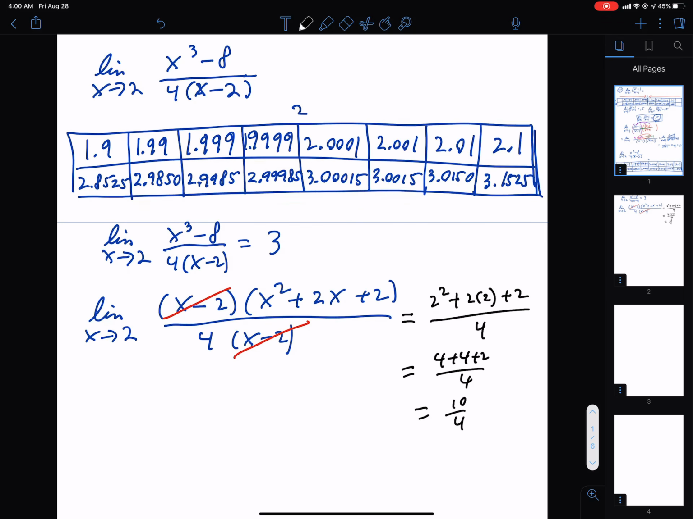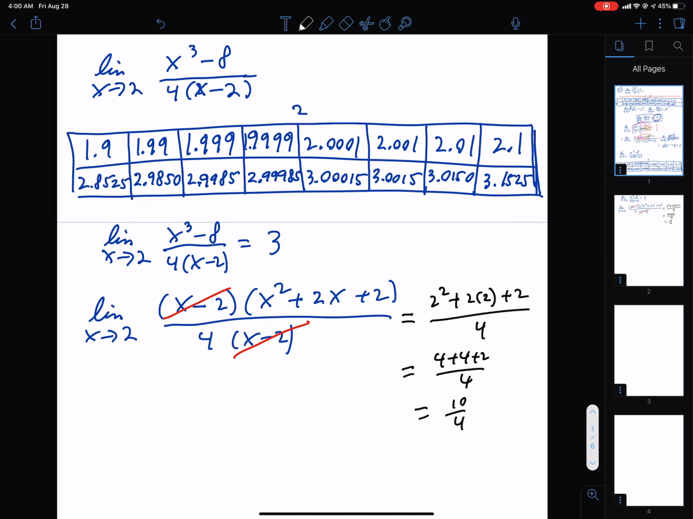I'm going to look for the difference of two cubes. I think I used the wrong formula. Sorry. Difference of two cubes. All right. Huh. It looks like I did it right.